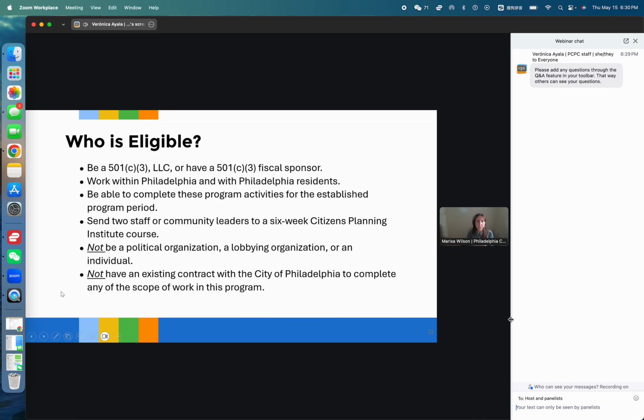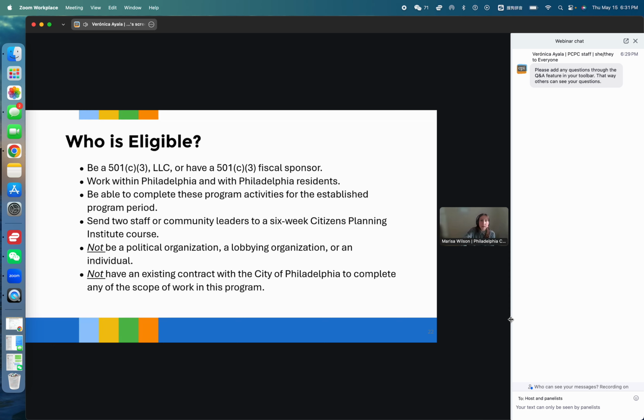So who is eligible to do this? Community partners must be a 501c3 nonprofit, LLC, or have a 501c3 fiscal sponsor. They also must work within Philadelphia and with Philadelphia residents. You've got to be able to complete the program activities in the time period that we said in these previous slides, and they have to be able to send 2 staff or community leaders to that Citizens Planning Institute class.